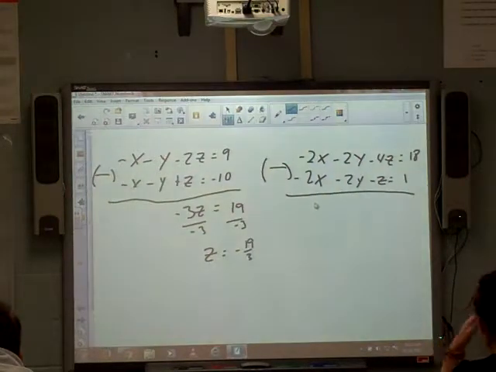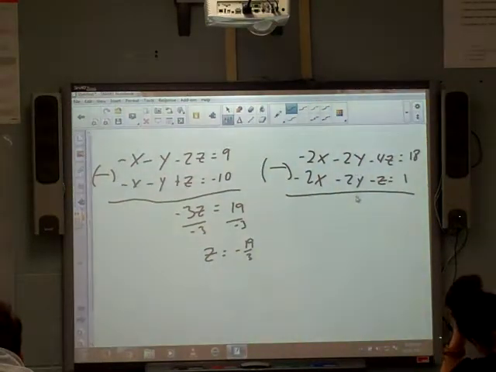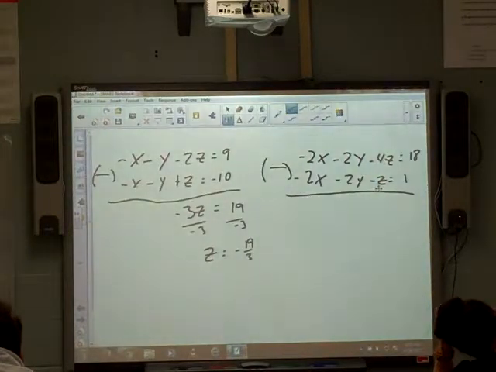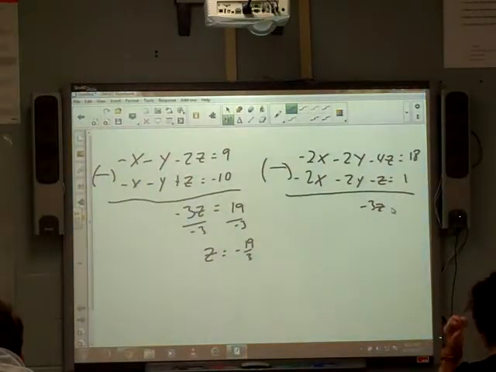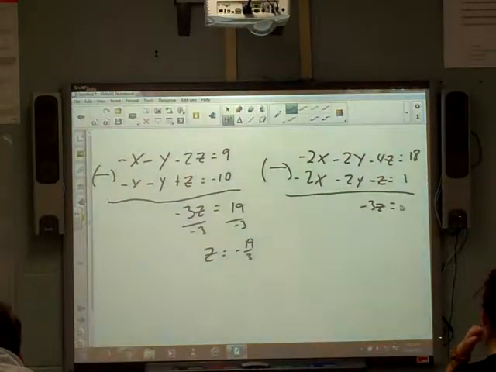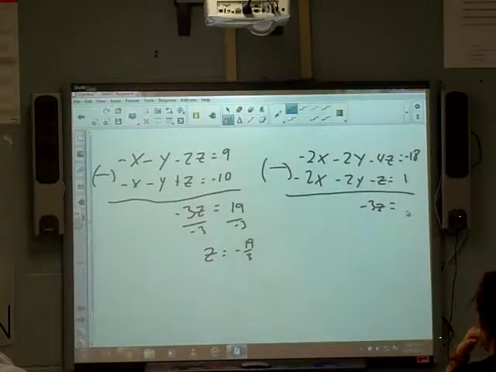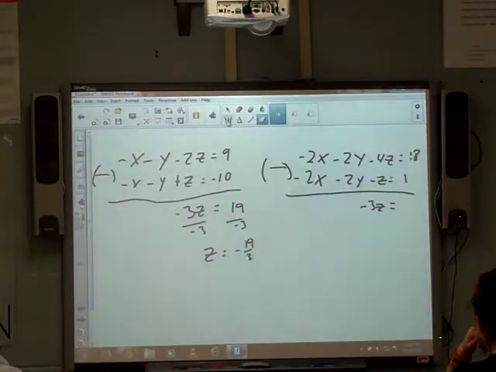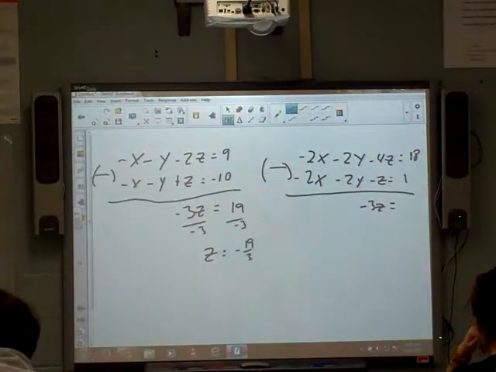Negative 2 minus negative 2 is nothing, he gone. Negative 2 minus negative 2 is nothing, he gone. Negative 4 minus negative 1 is negative 3z. And 18 minus 1 is 17. That 18 should be a negative, shouldn't it? Negative 18 minus 1. Wait, what would have been a negative? Hang on, I'm looking at number 5. My bad. Number 7 is positive. I looked up at number 5. 18 minus 1 is 17.